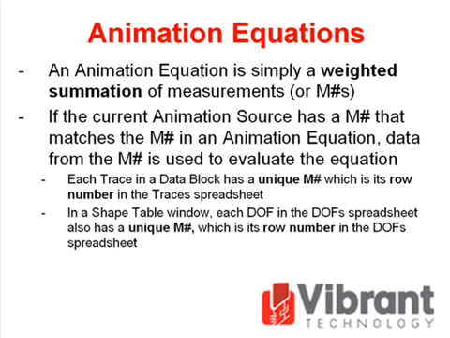Each trace in a data block has a unique measurement number, which is its row number in the traces spreadsheet. In a shape table window, each DOF in the DOF spreadsheet also has a unique measurement number, which is its row number in the DOF spreadsheet.